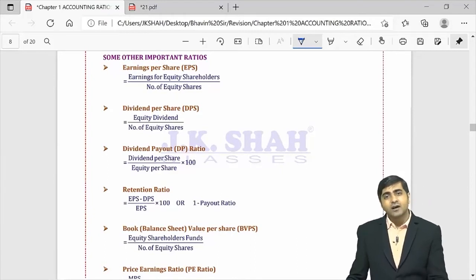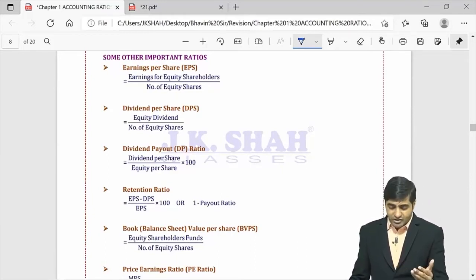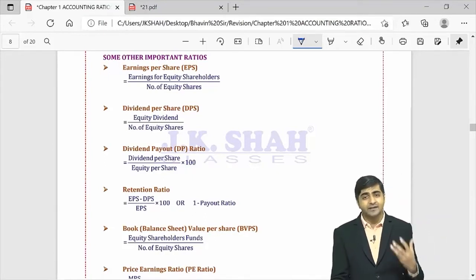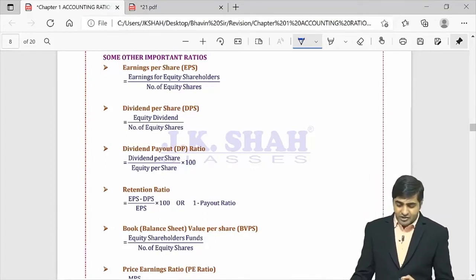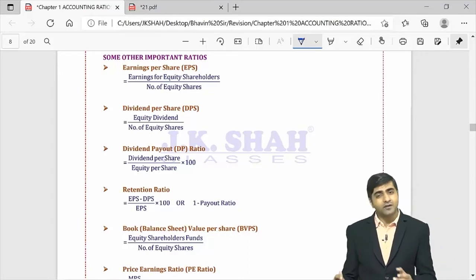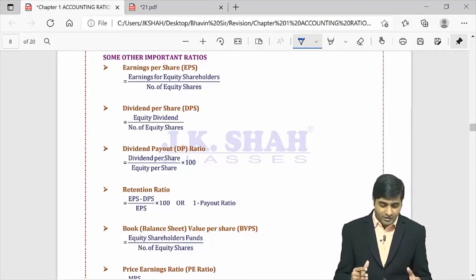Then guys, let us start with some other important ratios where we have EPS, a very simple ratio: net profit available for equity shareholders divided by the number of equity shares, and this should always be higher the better. Dividend per share, my dear students, will be your equity dividend divided by the number of equity shares.